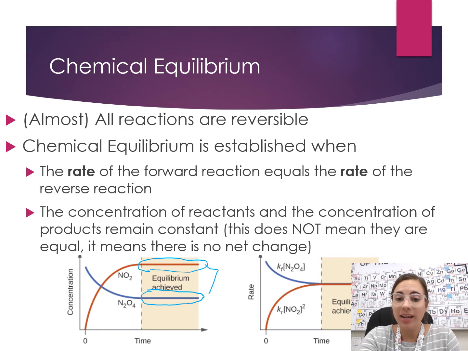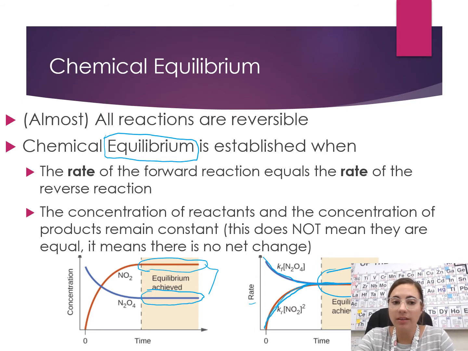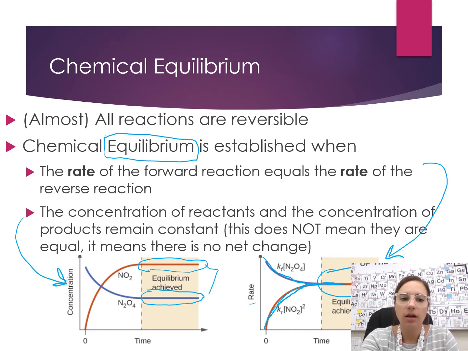If we look at the rate, the forward reaction is decreasing, the reverse reaction is increasing till we get to a place where they are equal. So we call this state equilibrium. Equilibrium means that the rate of the forward reaction equals the rate of the reverse reaction, and the concentrations are remaining unchanged. So those are the two things that characterize a system at equilibrium.